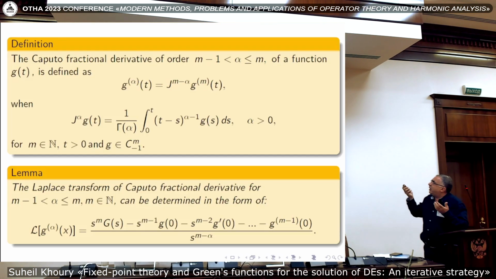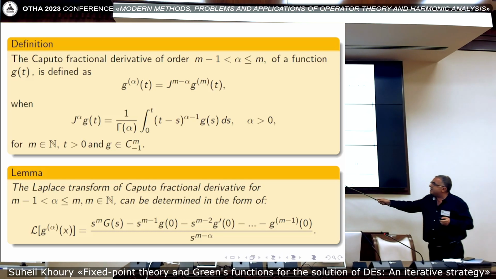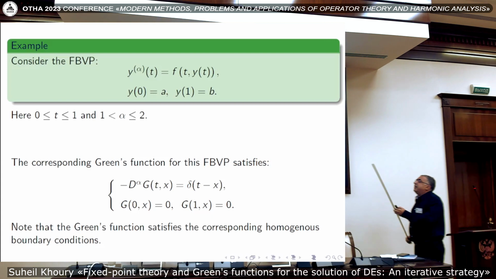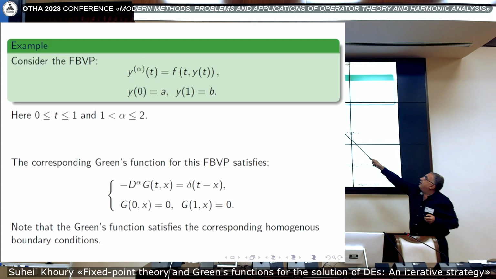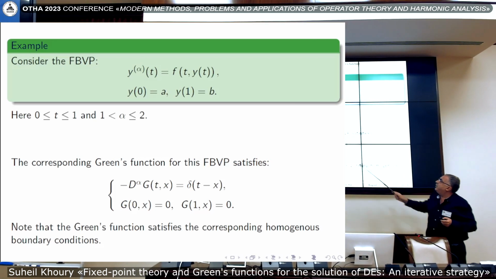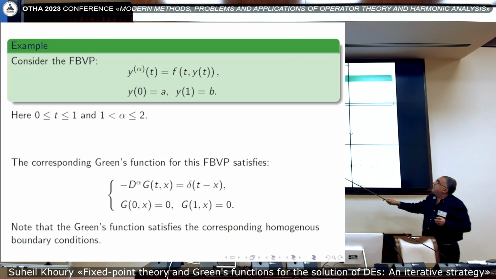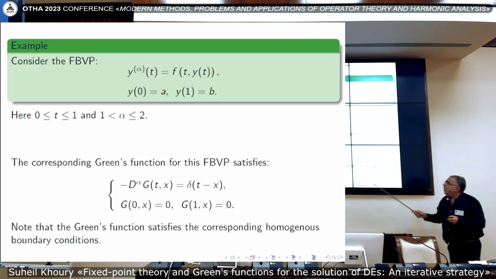Now you know the Caputo fractional derivative definition here. This is the Laplace transform for the fractional derivative. We have this extra term. Now let's take one example, just quickly, to introduce the Green's function. Let's take this boundary value problem, with alpha between 1 and 2. We need to find the Green's function, so f is replaced by the delta function. G satisfies, notice, the corresponding homogeneous boundary conditions. To find the Green's function.